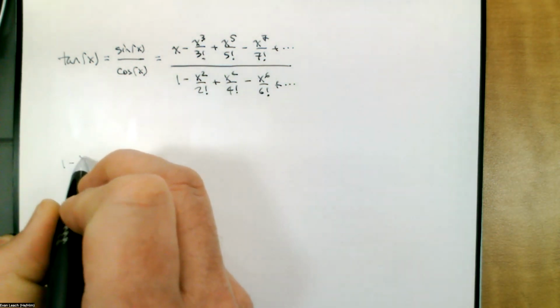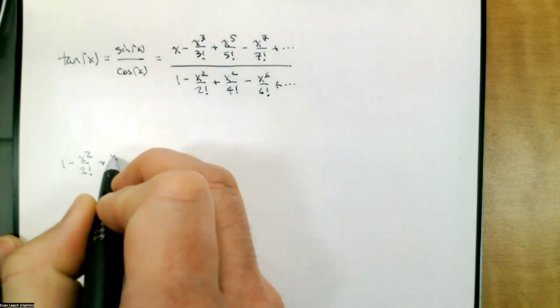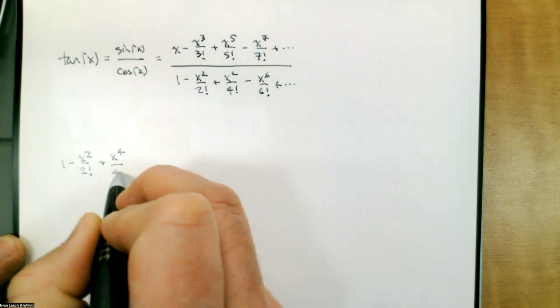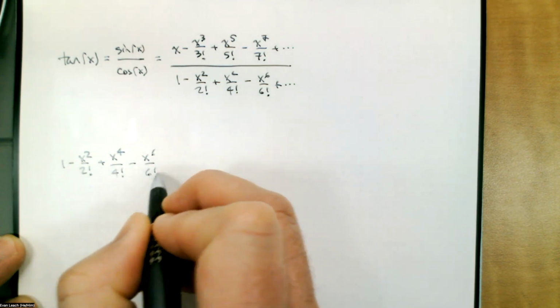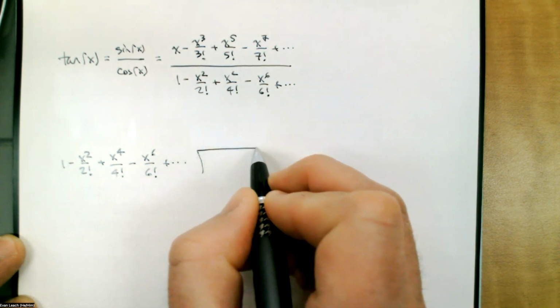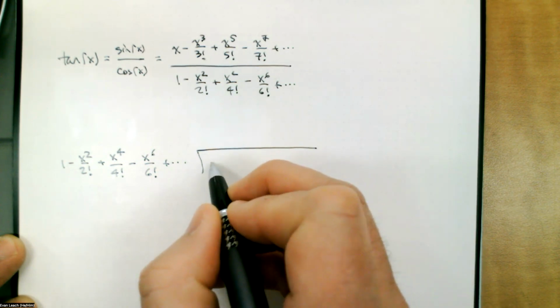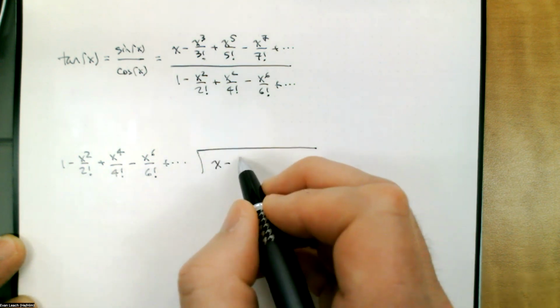1 minus x squared over 2 factorial plus x to the 4th over 4 factorial minus x to the 6th over 6 factorial. Then there's some other stuff going on. I'm going to divide that into x minus x cubed over 3 factorial. I'm going to have an x. These are all going to be odd, so I don't need the spaces.